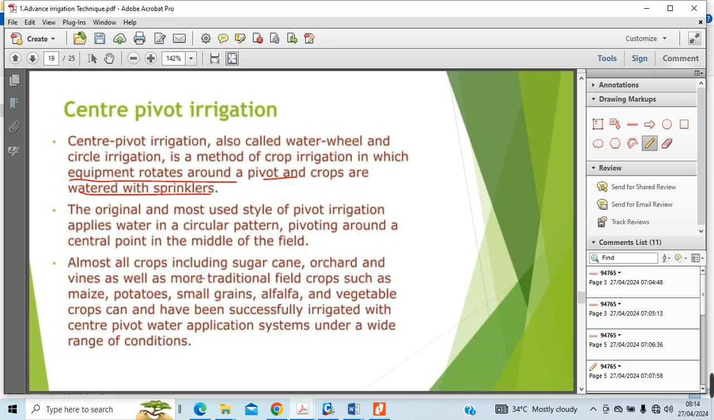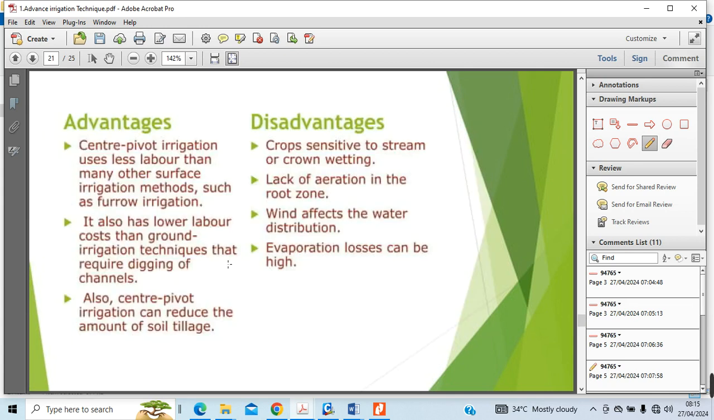Almost all crops, including sugarcane, orchards, and vines, as well as more traditional field crops such as maize, potatoes, small grains, alfalfa, and vegetable crops, have been successfully irrigated with center pivot water application systems under a wide range of conditions. These are some advantages.